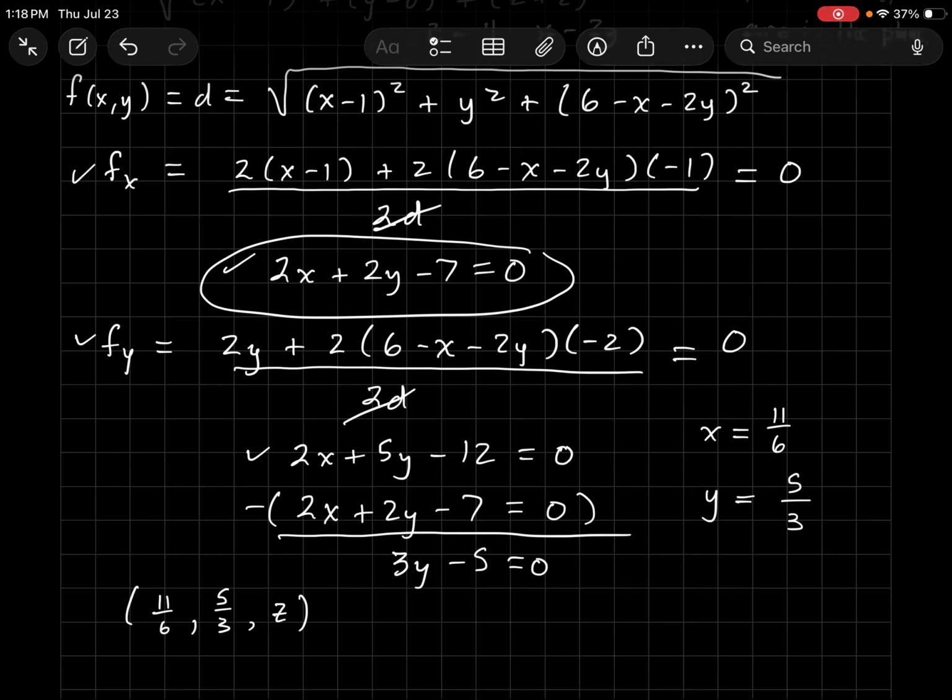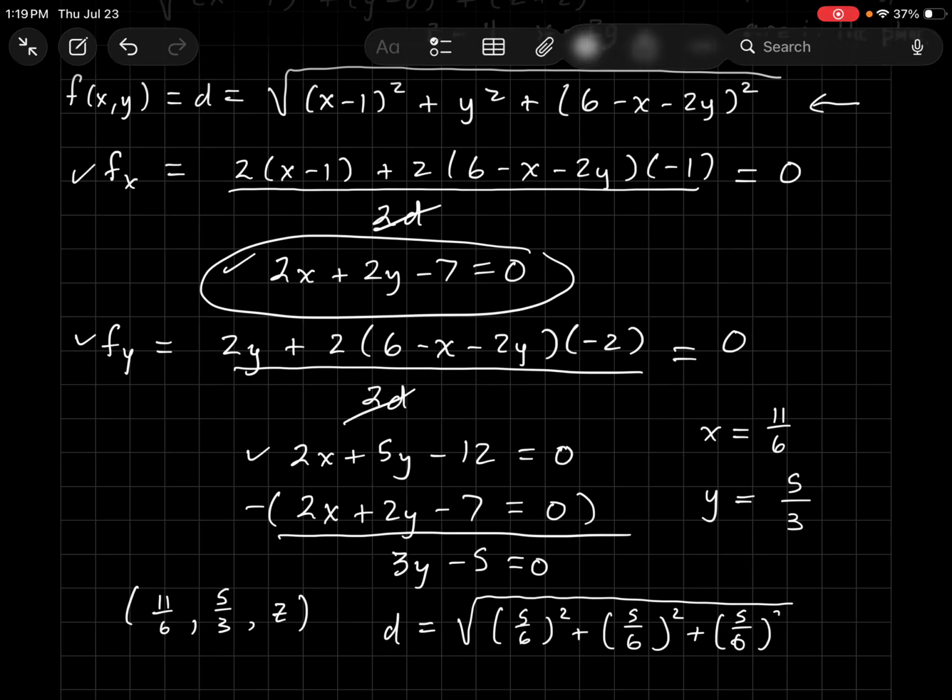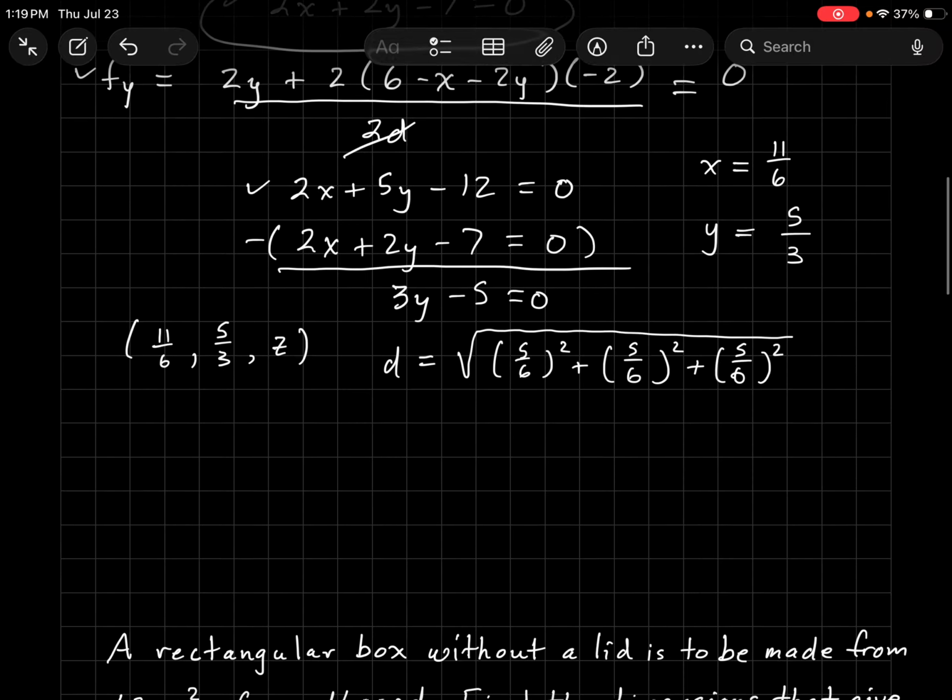Now, if I go ahead and plug this back in, I don't really need the z because I can plug my x and y into that equation up there. We end up with the minimum distance being the square root of (5/6) squared plus (5/6) squared plus (5/6) squared. Now, you might want to stop the video and go through the algebra on your own. But the main point is to show how to set up and solve some of these optimization problems. Let's take a look at another one.